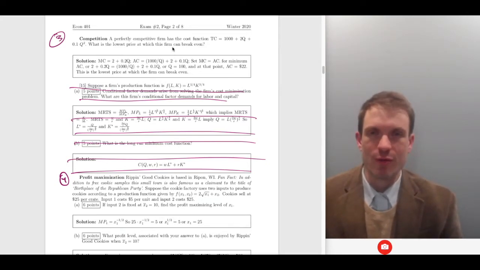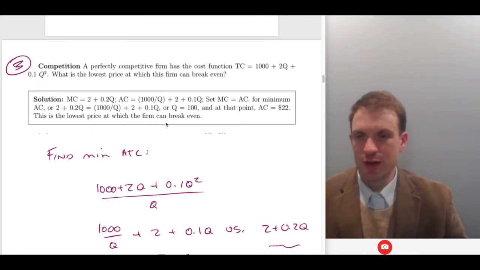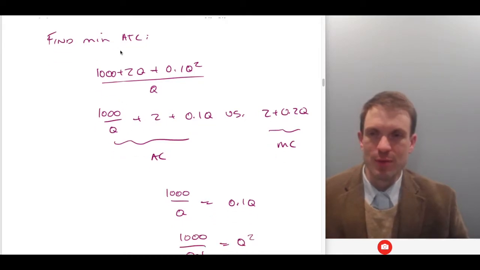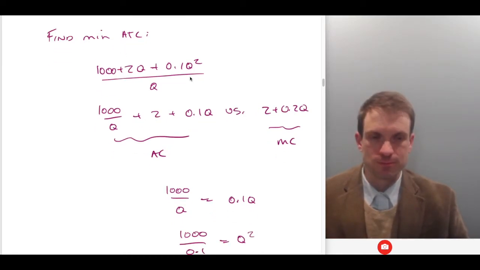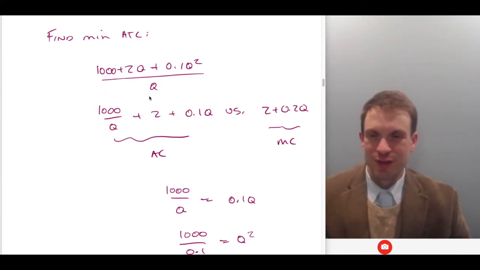We are trying to find the minimum of average cost. And let me try to remind myself if I did this. I did it. Yeah, I did. So to find the minimum of average total cost, and here I am, this is a major surprise to me that I did this. I wrote this out literally a couple hours ago. So that's also how my mind works.